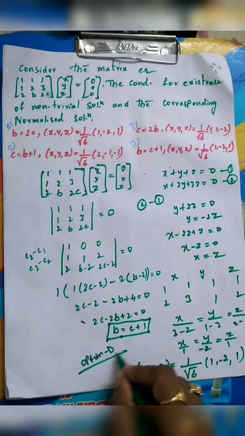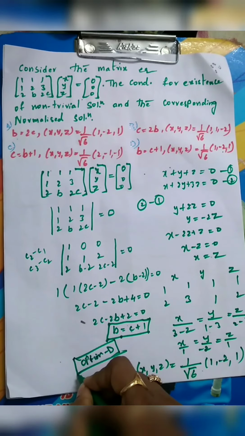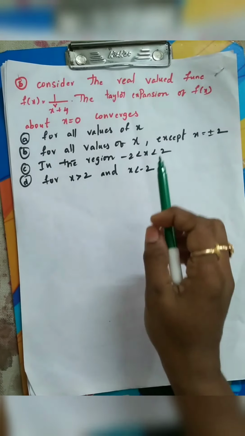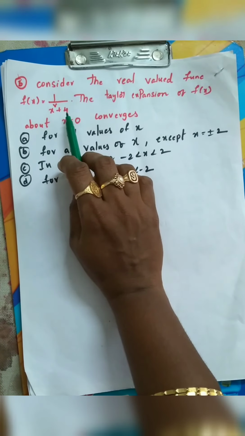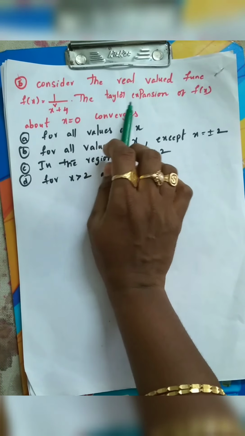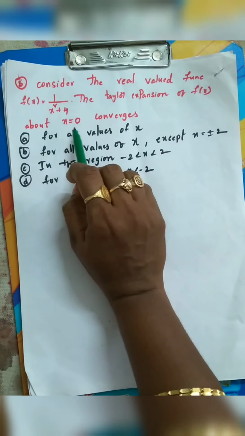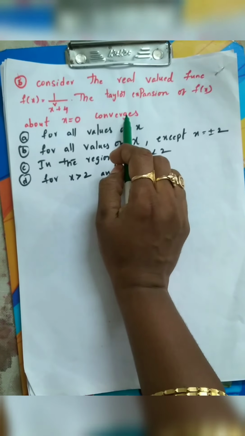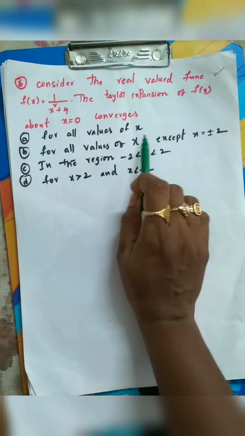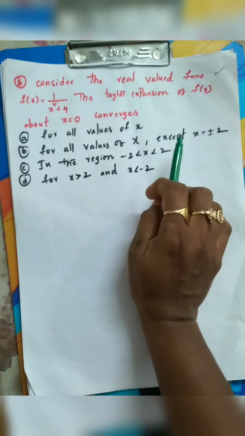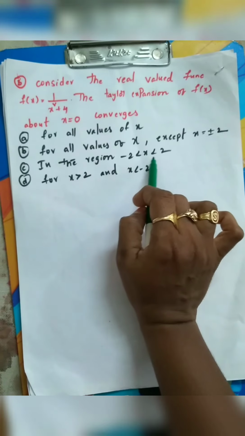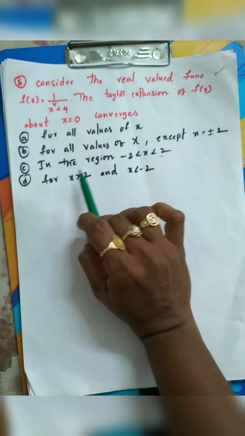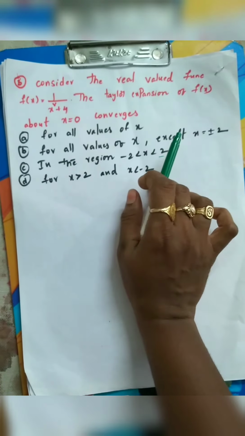Option D is the required answer. Consider the real valued function f of x is equal to 1 by x square plus 4. The Taylor expansion of f of x about x is equal to 0 converges. Options are: for all values of x except x is equal to plus or minus 2; in the region minus 2 less than x less than 2; for x greater than 2 and x less than minus 2.